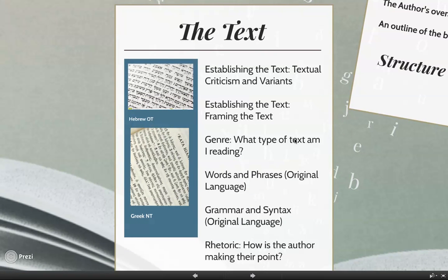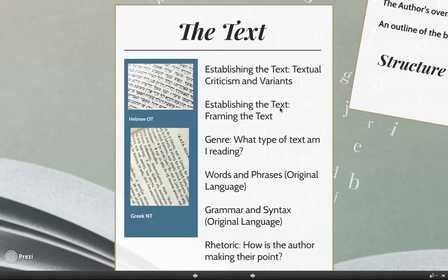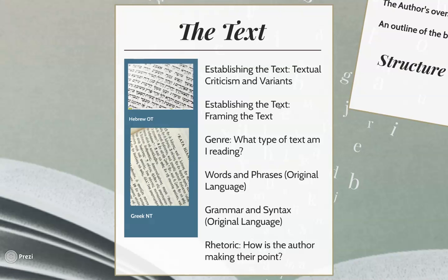So the first thing we're going to talk about is the idea of textual criticism and the various manuscript evidence we have about different readings of passages, and we want to establish what the text is. That's textual criticism. But we're also going to establish what the parameters of a text are. When does a text we're studying begin and end? How is it set apart from the rest of the book in which it is set?